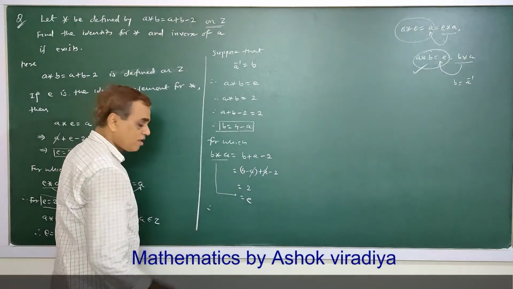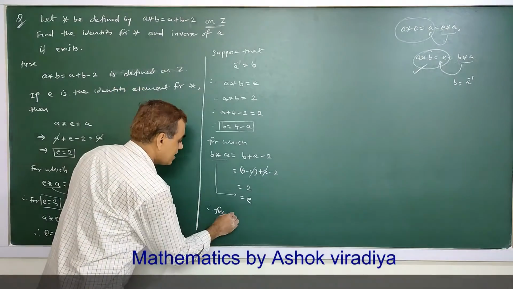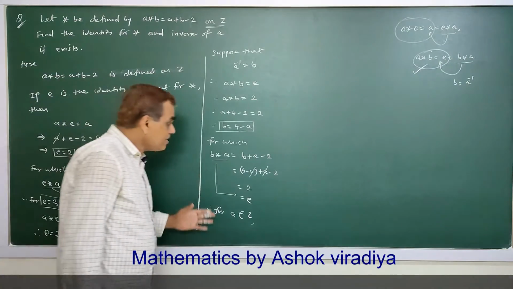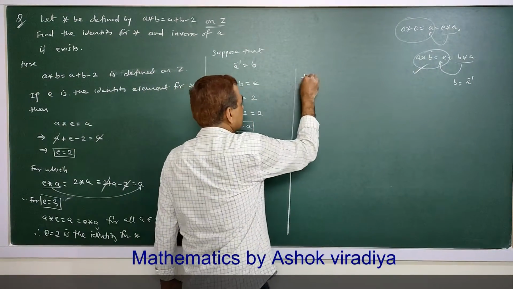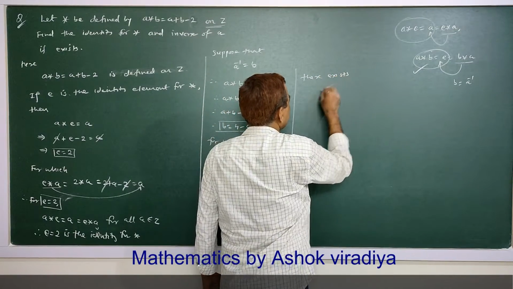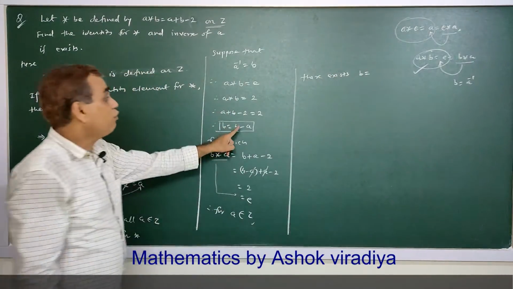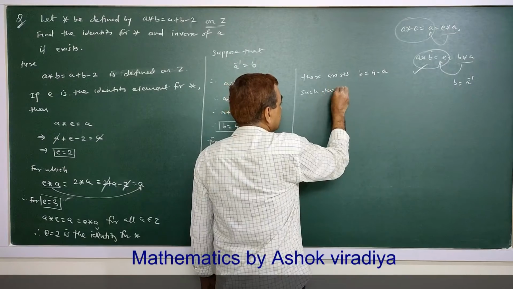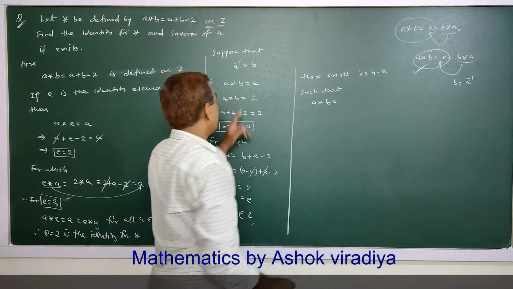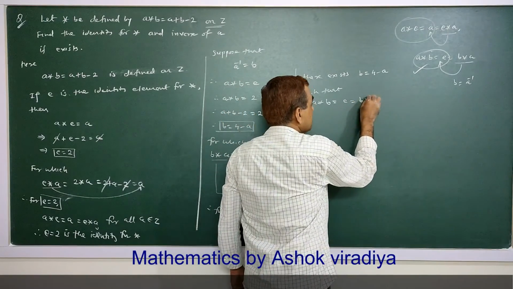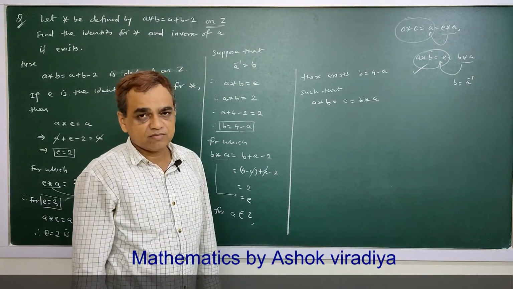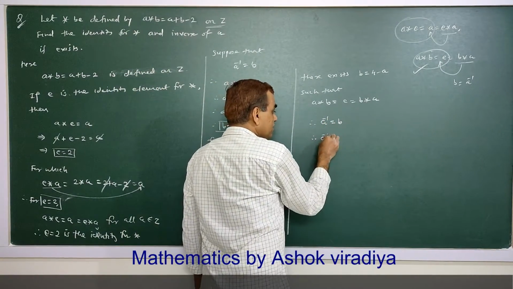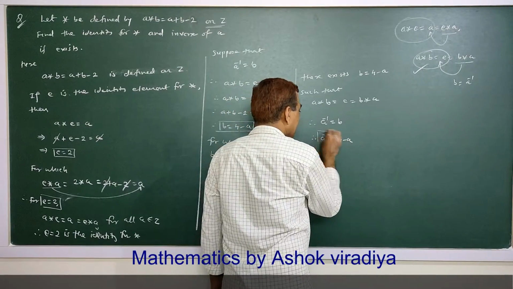Therefore, for A belonging to Z, there exists B equal to 4 minus A such that A star B equal to E equal to B star A. So the condition is satisfied, therefore the inverse of A is B, so the inverse of A is 4 minus A.